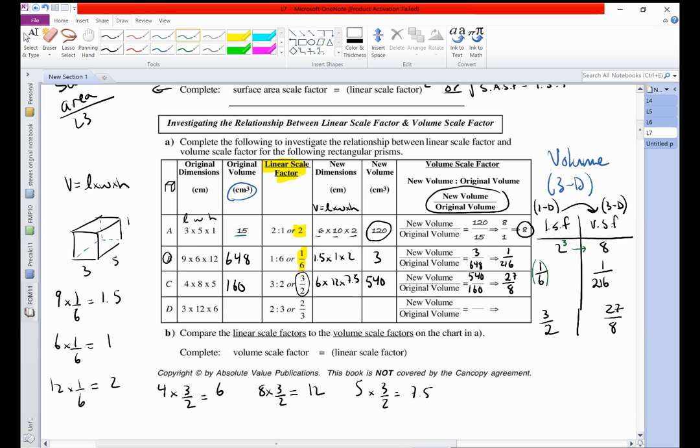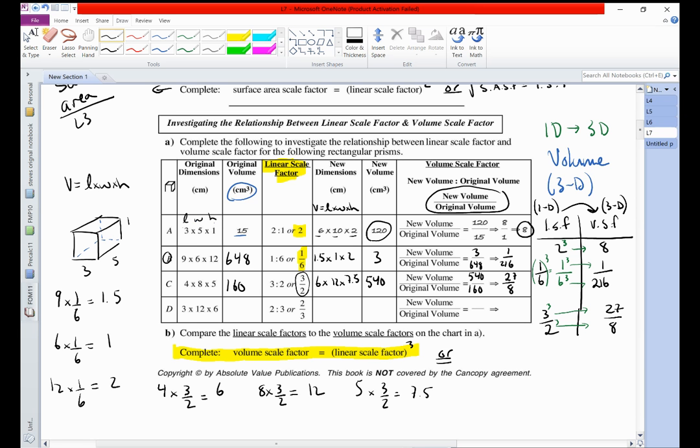If we cube that whole fraction, it's like saying 1 cubed multiplied by 6 cubed. So 1 cubed is 1 times 1 times 1, 1 multiplied by itself 3 times, and that's going to give us 1. 6 cubed is 6 times 6 times 6, and that gives us 216. 3 cubed is 27. 2 cubed is 8. So if we're going from 1 dimension to 3 dimensions, the scale factor is cubed. So you can see right here we have volume scale factor is equal to linear scale factor cubed.